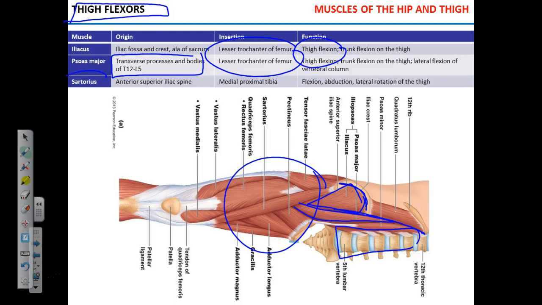Sartorius, as I mentioned, my favorite muscle in the human body. Anterior, the long one, number 10 on the leg right here. The long muscle originates at the iliac spine and inserts into the medial proximal tibia, right here. Cool?